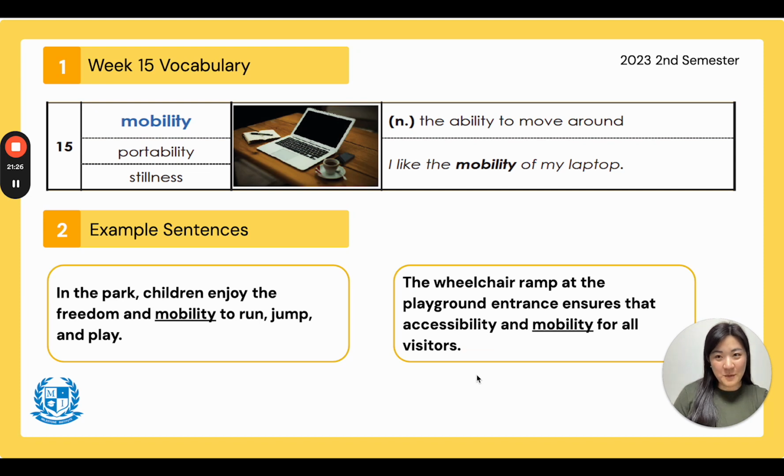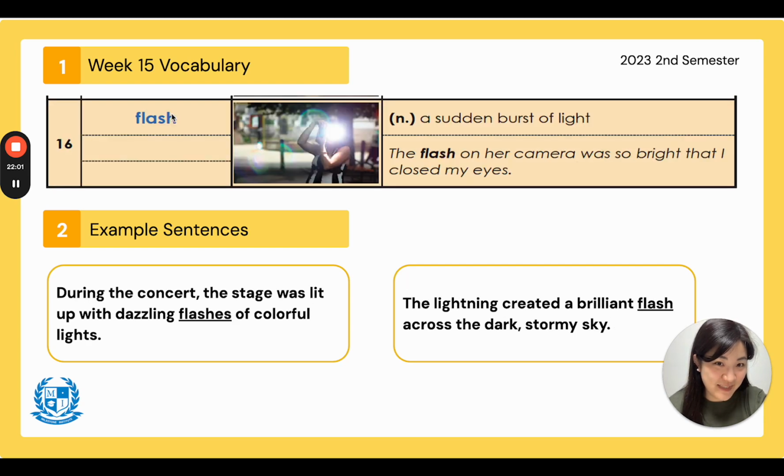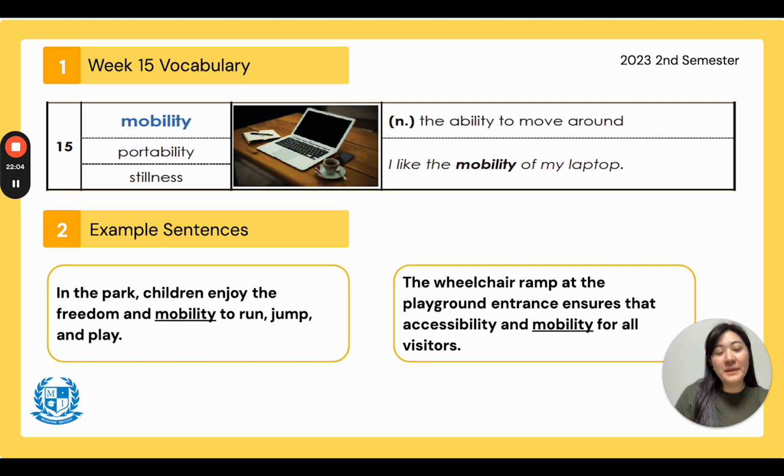15, almost done. 2 more words. Keep it up. The word is mobility. Mobility. And the synonym is portability. Again, an easy way to remember is that it ends with ity and it rhymes. And the antonym is stillness. It is a noun and it means the ability to move around. Here's an easy way. Move, M-O. Ability, ability. Move ability, mobility. Very good. So the ability to move around.